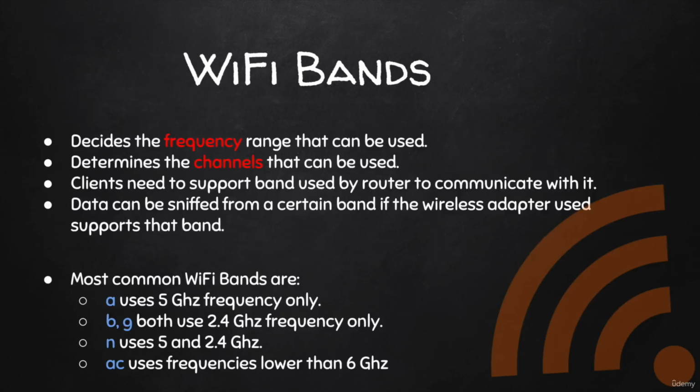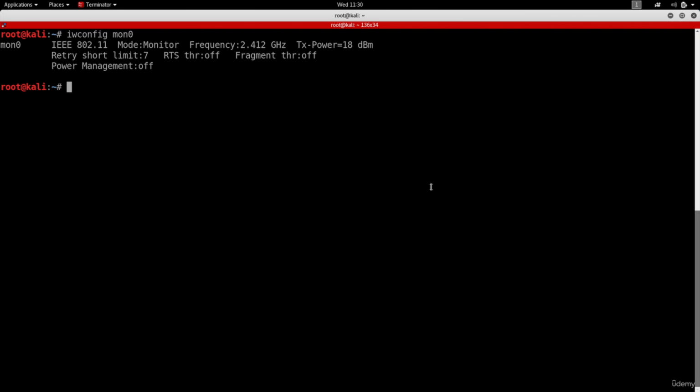In this lecture, I'd like to talk about Wi-Fi bands. The band of a network defines what frequency it can use to broadcast the signal. This means it also defines the frequency that the clients or the computers need to be able to support and use in order to connect to this network. The two main frequencies used in Wi-Fi networks are 2.4 and 5 GHz. Now, previously, when we used Airodump-ng, we were only sniffing on the 2.4 GHz frequency.